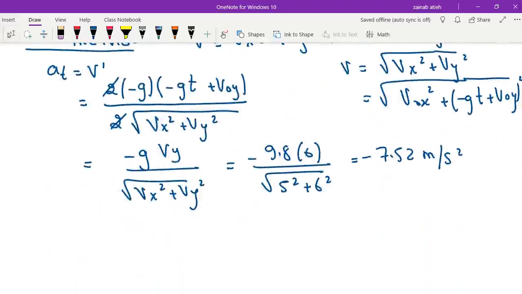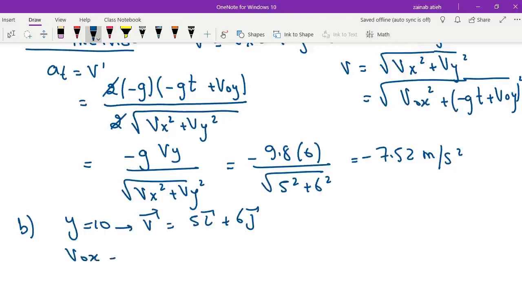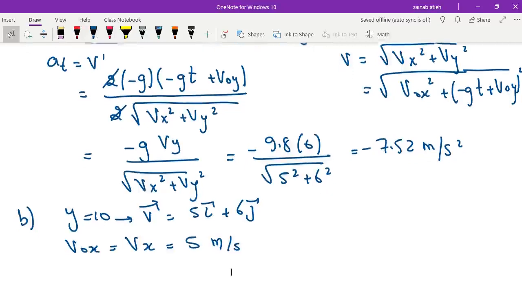in part B. هلا هو كان قالنا بالسؤال كان قالنا انه لما كانت ال y equals 10 كانت ال V equals 5i plus 6j. اوكي. so انا معي ال V0x هي ال Vx هي ما بتتغير. it's constant. it's always 5 meters per second. يعني ال Vx ما بتتغير. هي ال V0x ما في غيرها.